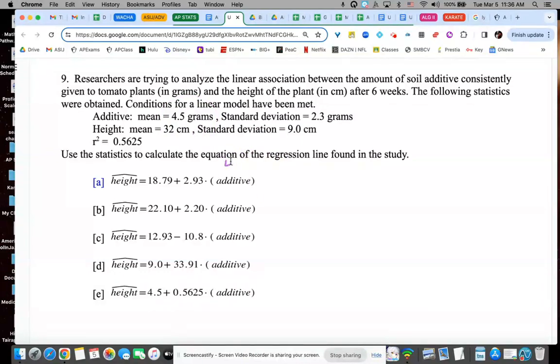So if I put 4.5 in for the additive, right, and I calculate this, it should come out to 32 over here, right? So you just have to check that, or you can use that once you found your slope to find out what your y-intercept is. Like maybe you don't know what your y-intercept is and you need to check that and find that. Right? So you can use the standard deviations and R to get your slope, but then you can use the means of the two lists to get your y-intercept.